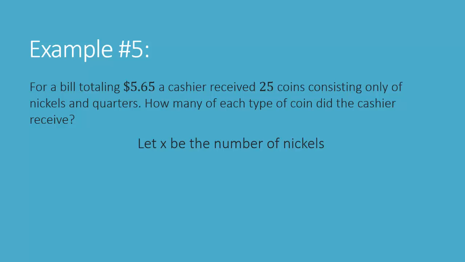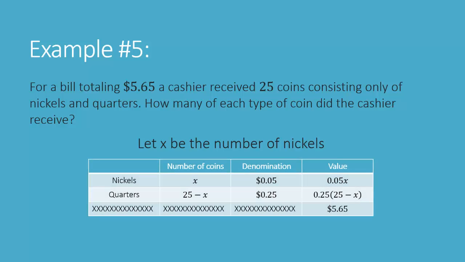So for this, we're going to set up another table. In a lot of word problems, setting up a table is actually going to be very helpful. So in this table, we have our nickels, of course. We know we have x number of nickels, and since we have 25 total coins and x of them are nickels, that means 25 minus x has to be the number of quarters. So say if we know we have 25 coins and 10 were nickels, that means 15 of them have to be quarters. Since we don't know how many there are, it's x, we just know it's going to be 25 minus x.